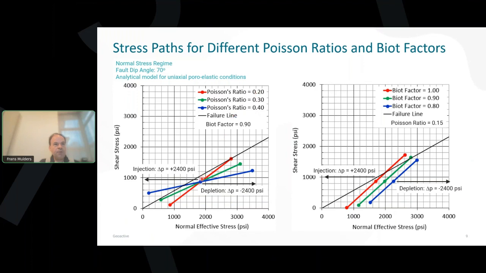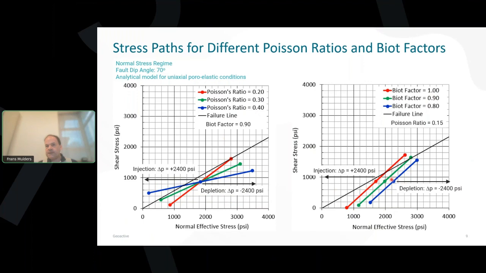But if I have a lower Poisson ratio, I can actually move away from failure. Now this is where the Biot factor actually comes in. You can see 3 very reasonable Biot factors: 1, 0.9, 0.8. And you can see that in terms of the steepness or the incline of my stress path, not much happens. The stresses move up and down with the same angle, or with the same relationship between normal effective stress and shear stress. But the starting point becomes different, right?